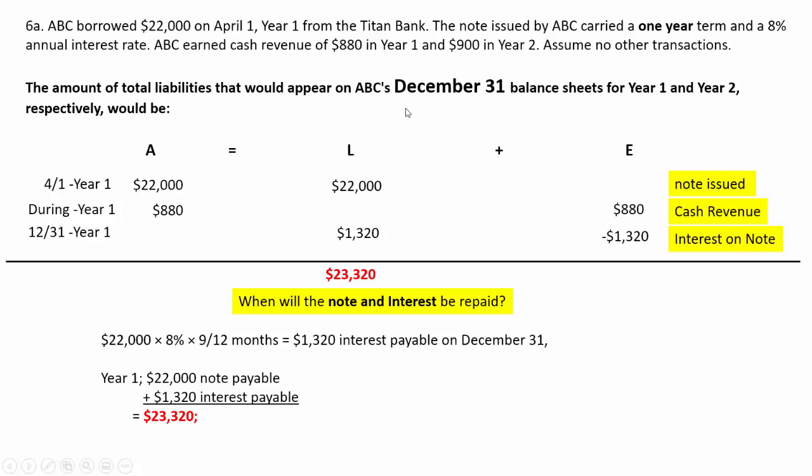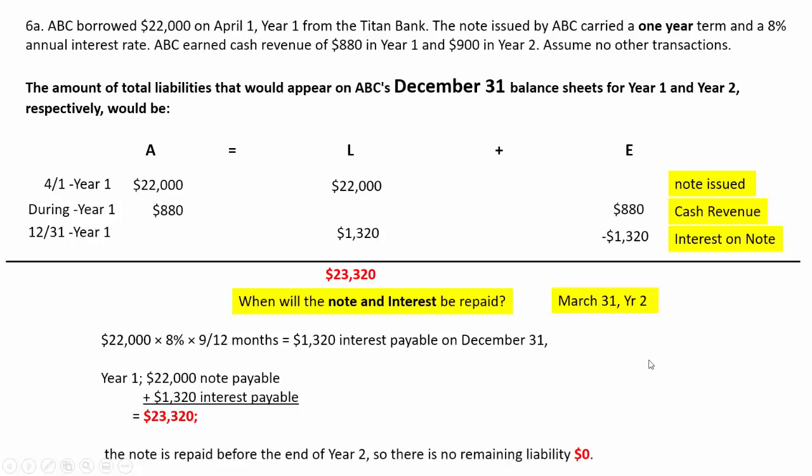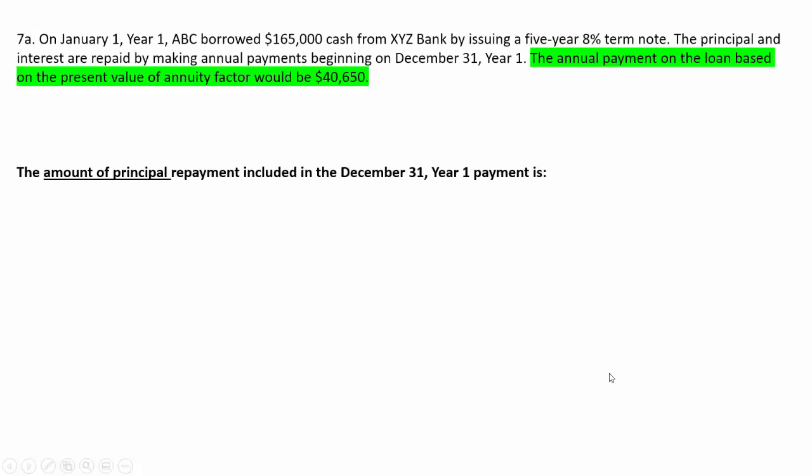So what will be the liability on this note as of the end of December for year two? It'll be 0. March 31st, like I said, is when I'm going to repay the principal and the interest. So the note is repaid before the end of year two, so there's no remaining liability on this note for year two. So the answer here is going to be 0 for year two and $23,320 for year one. Okay, let's look at the next one.